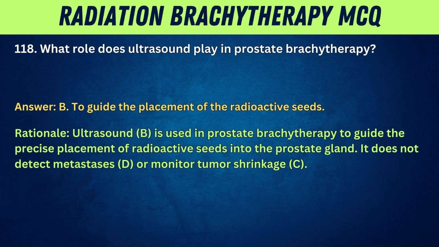Answer: B. To guide the placement of the radioactive seeds. Rationale: Ultrasound, B, is used in prostate brachytherapy to guide the precise placement of radioactive seeds into the prostate gland. It does not detect metastases, D, or monitor tumor shrinkage, C.